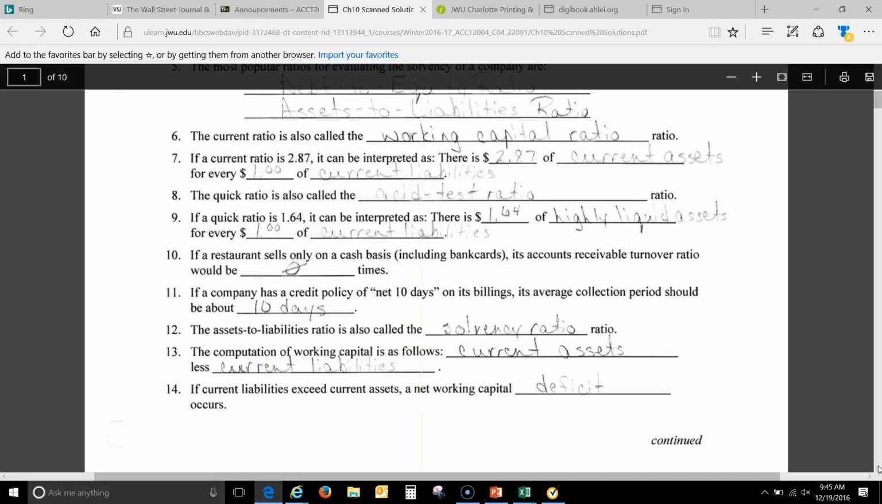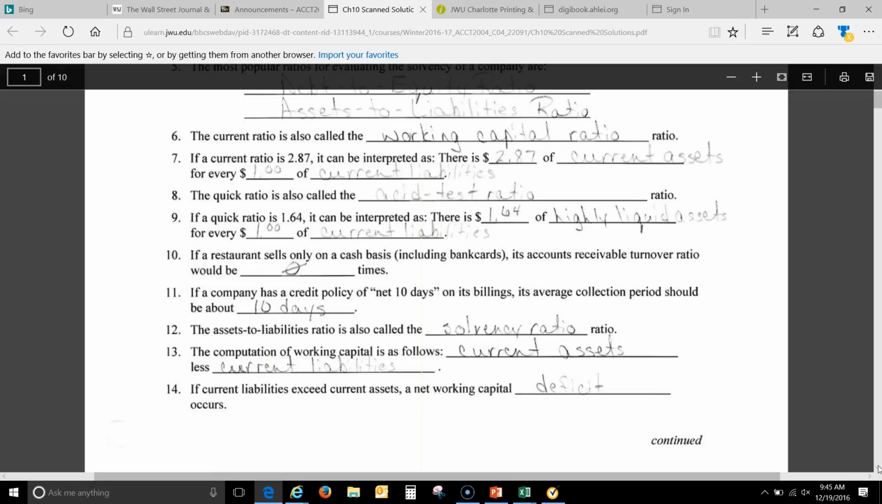0. So it would be 0 times. If we're selling with cash only and selling on bank cards, we're not selling anything on credit. To have an accounts receivable turnover ratio, we actually have to book some accounts receivable at some point, and we're not.